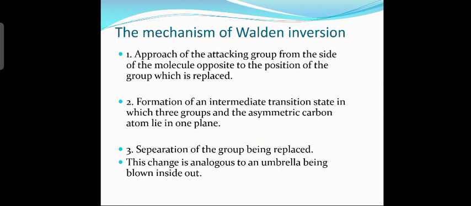The second step is the formation of an intermediate transition state in which three groups and the asymmetric carbon atom lie in one plane. How does it form the transition state? All the three groups and the asymmetric carbon atom lie in one plane. The third step is the separation of the group being replaced. The leaving group is separated. So, this is known as separation of the group.